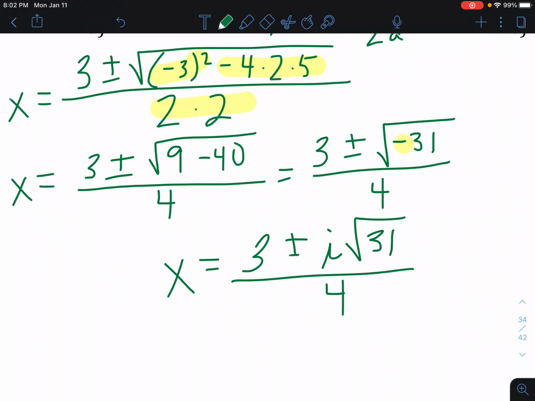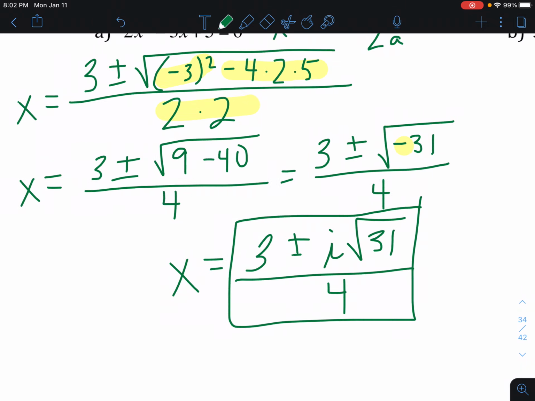And can this fraction be reduced? Absolutely not. 3 cannot divide with 4. Therefore, you cannot reduce this fraction. And that ugly thing is your answer.